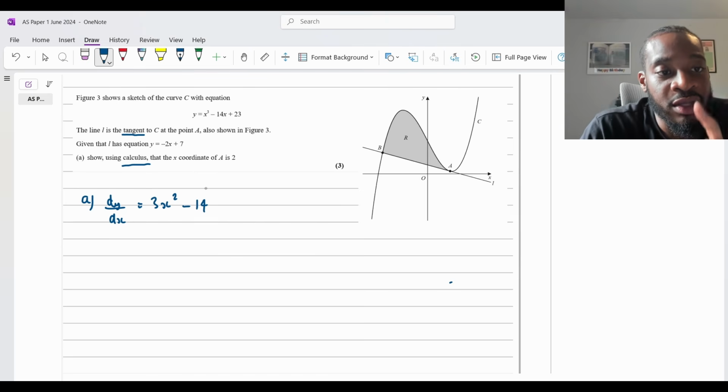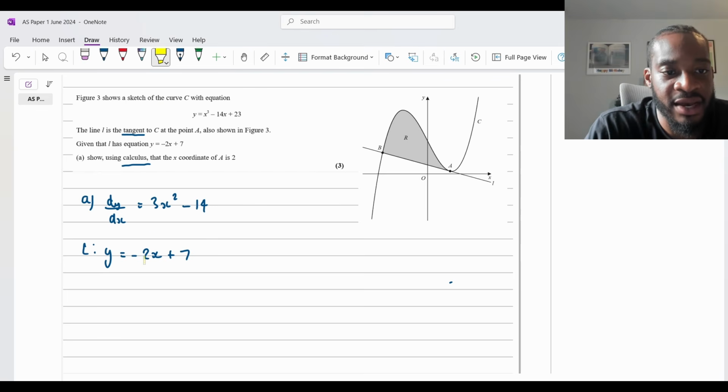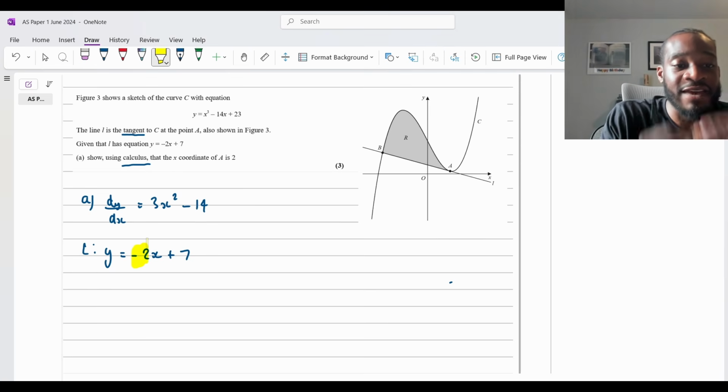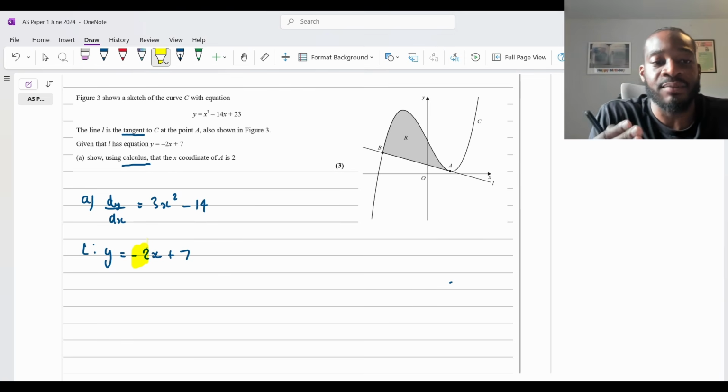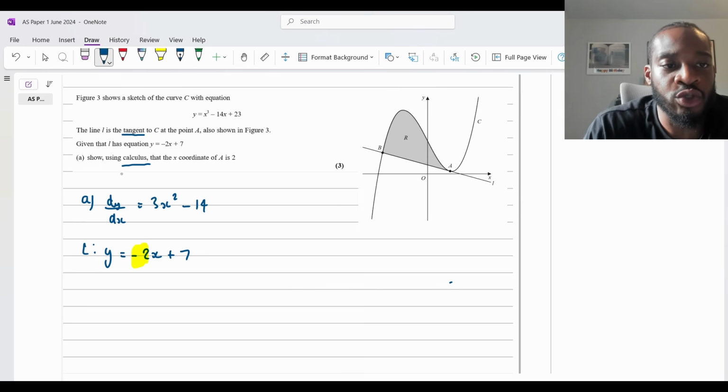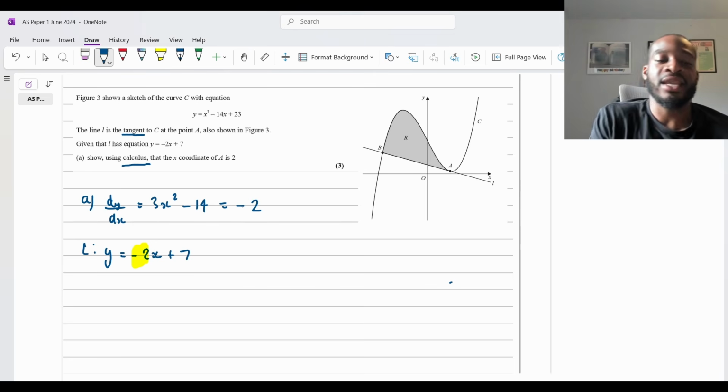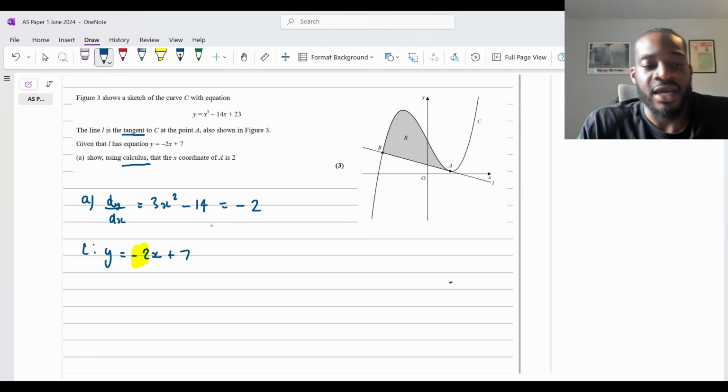Now, we know the equation of line L. Line L has an equation of y equals minus 2x plus 7. Now, this gradient here, minus 2, is found from the dy/dx on the top. You plug in a value of x, and that will give you something out. In this case, it must be minus 2. So what we want to do is equate the dy/dx expression to minus 2, because there's a certain value of x that when I plug it in, it will give me minus 2, which is how we get that equation of the line for L.